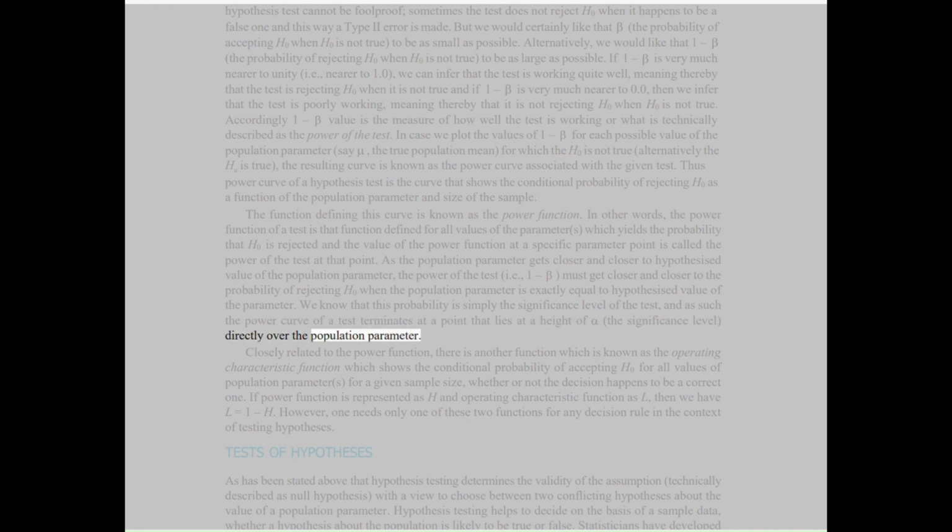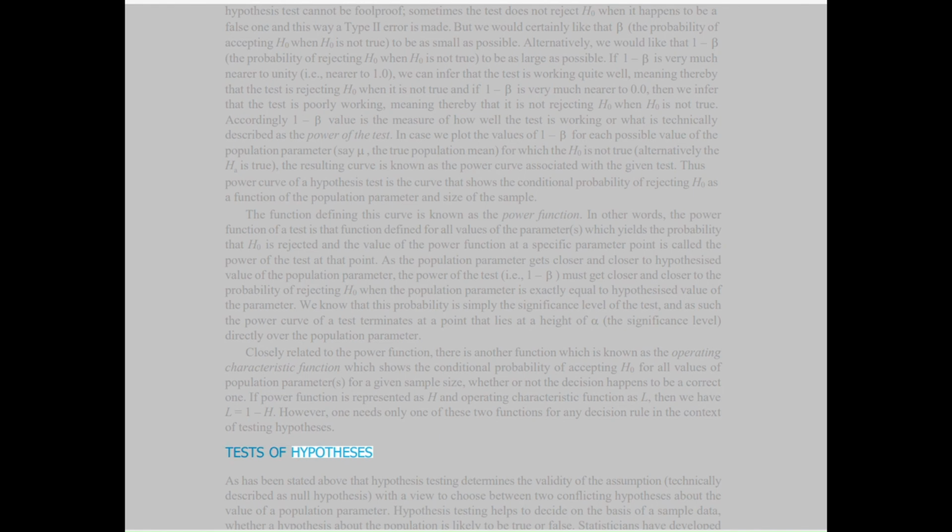over the population parameter. Closely related to the power function, there is another function which is known as the operating characteristic function, which shows the conditional probability of accepting H0 for all values of population parameters for a given sample size, whether or not the decision happens to be a correct one. If the power function is represented as H and the operating characteristic function as L, then we have L is equal to 1-H. However, one needs only one of these two functions for any decision rule in the context of testing hypotheses.